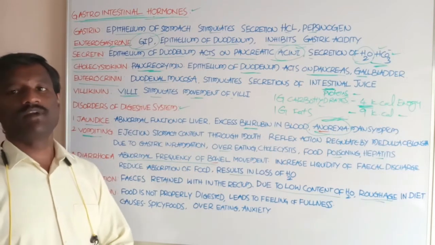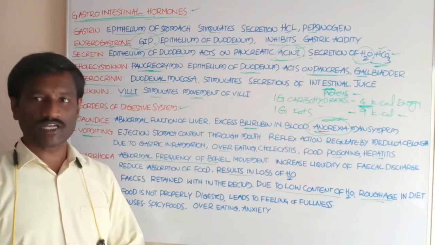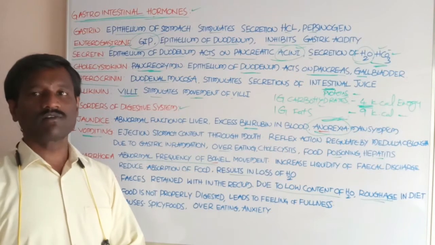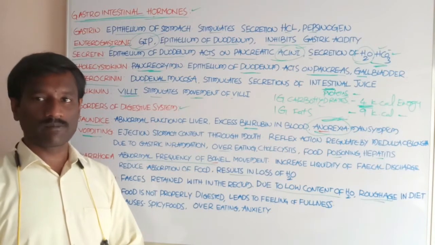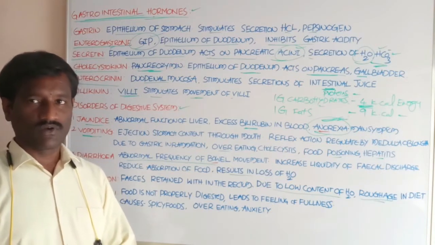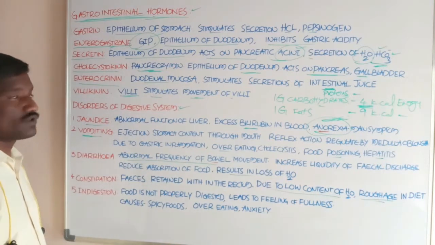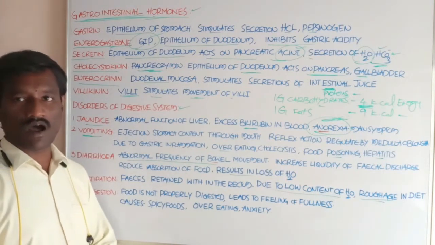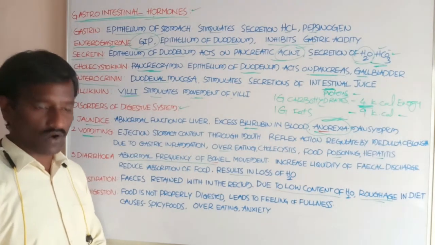The alimentary canal also shows peristaltic movement. Peristaltic movement is also regulated by the nervous system. Okay, students, now about the gastrointestinal hormones. These are also called local hormones.